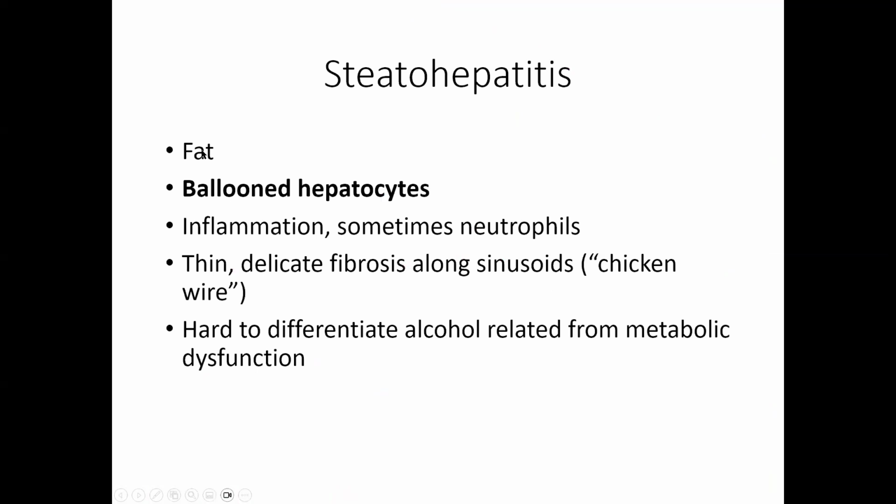Some key features are the presence of fat, ballooned hepatocytes, and inflammation, typically in the lobules, and sometimes you have neutrophils, but not always.